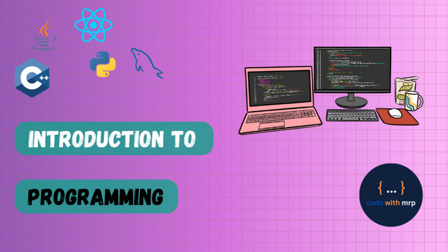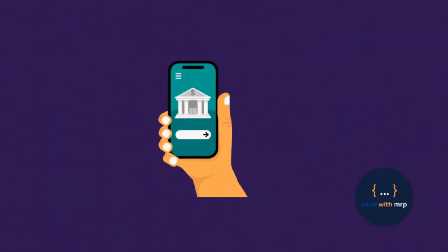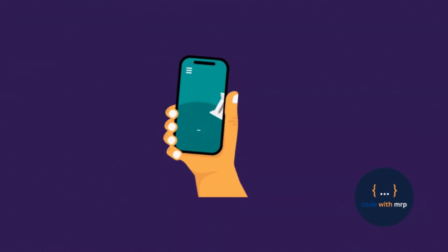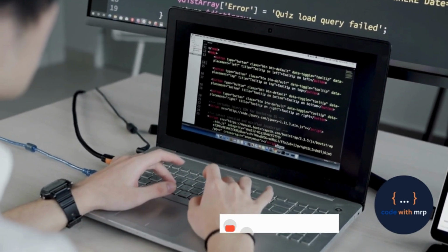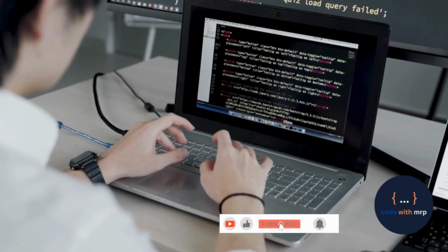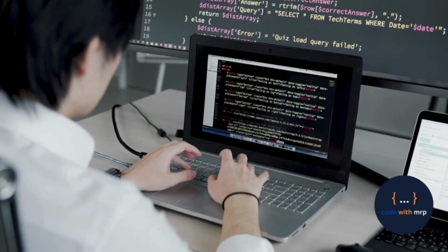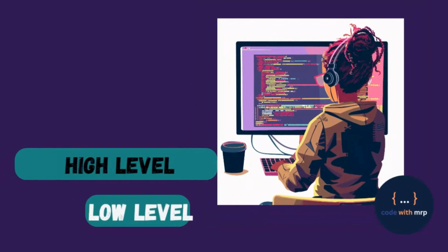Have you ever wondered how your favorite apps, games, and websites actually work? How does your phone know what to do when you tap on an icon? Well, it all comes down to something called programming. Today, we are diving into the fascinating world of programming, exploring what it is, how algorithms play a crucial role, and the difference between high level and low level programming languages.